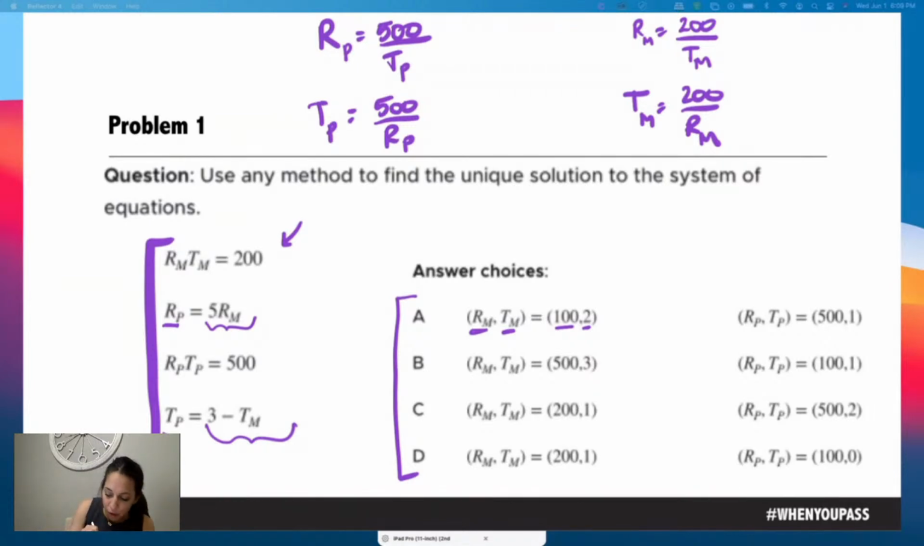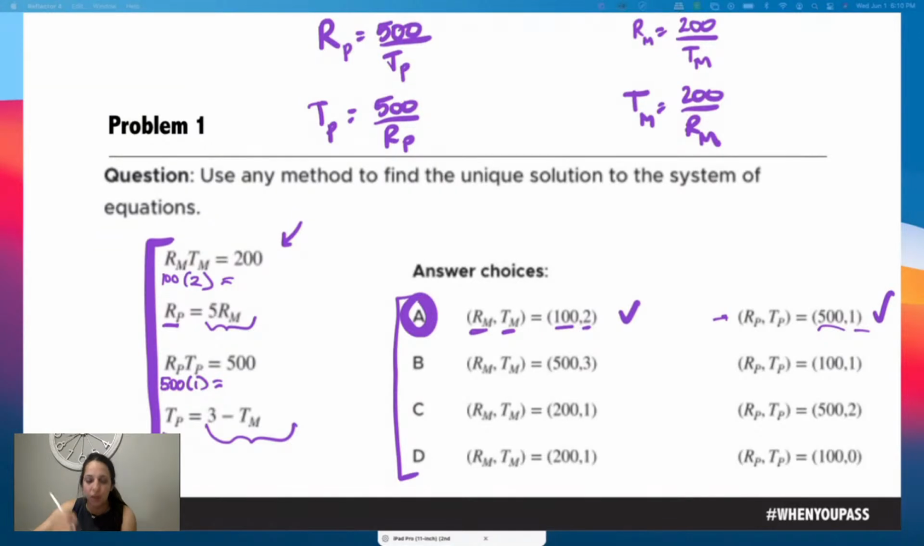So if I put 100 in for RM and 2 for TM, does 200 equal 200? Yes. So that checks out. I'm also going to check this. RP is 500, TP is 1. So I'm going to look for something that has RP and TP. So RP is 500, TP is 1. Does 500 equal 500? Yes, I've found my answer without doing any crazy substitution.